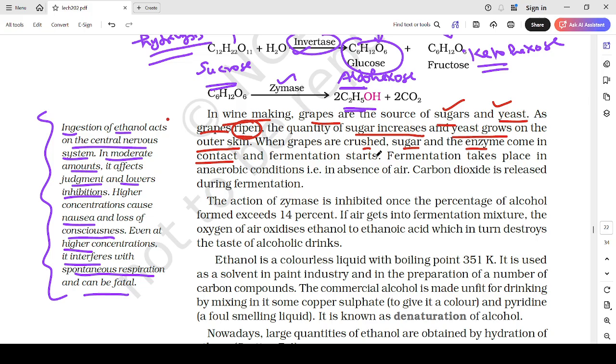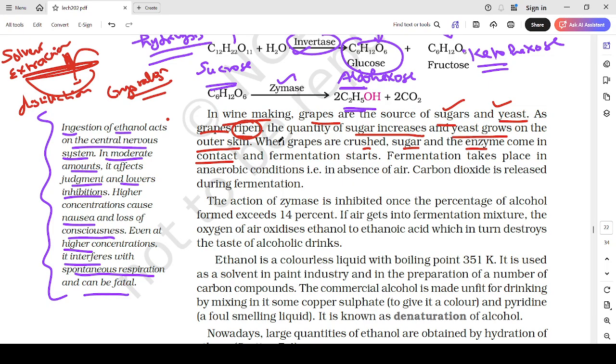Don't think it's a very easy process. Ma'am, I take a vessel, I put grapes into it, I'll crush it, and with a spoon I'm going to separate out the enzymes and sugars out of it. It's not possible. You have to do different processes called solvent extraction, distillation, crystallization. Many processes are involved in it to remove it. So the sugar and the enzyme come in contact and the fermentation starts.